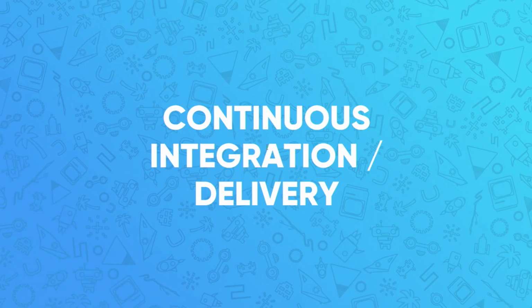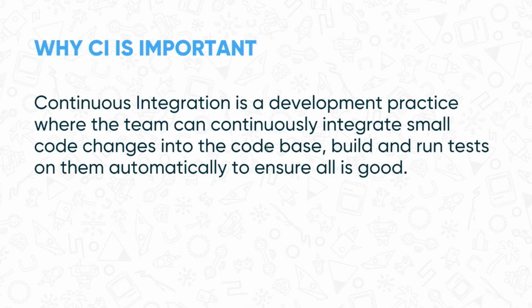Continuous integration and delivery. Why is CI important? Continuous integration is a development practice where a team can continuously integrate small code changes into the code base, build and run the test, and automatically ensure all is good. It's trying to get you into the habit of not waiting for big releases to push to your code, but instead incrementally use small batches that you can just push into the code and automatically test all is good.